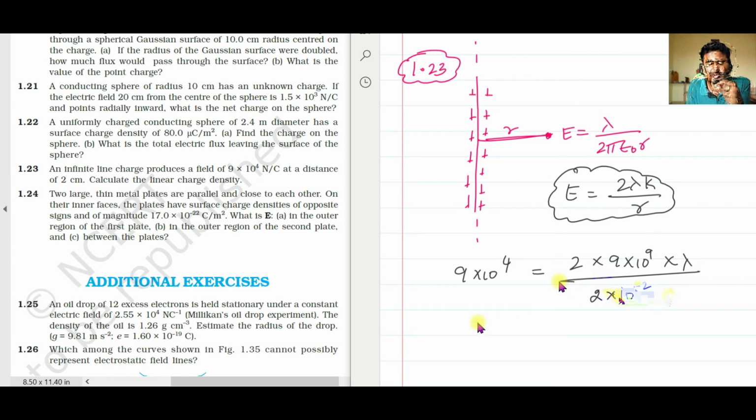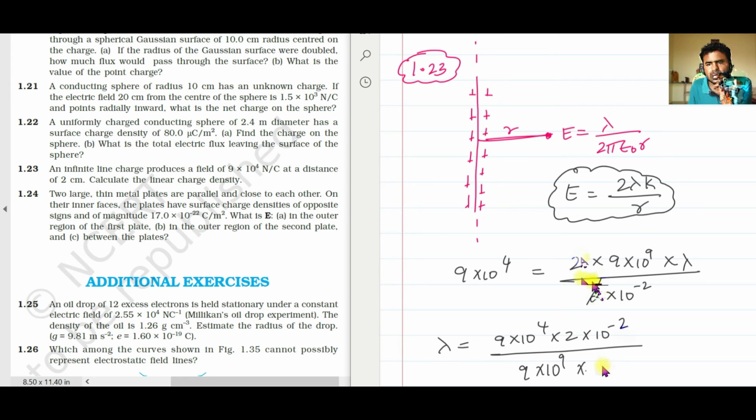So now lambda will be 9 into 10 to the power of 4 into 2 into 10 to the power of minus 2, whole divided by 9 into 10 to the power of 9 into 2 again. Actually I could have cancelled: the 9 will get cancelled, the 2 will get cancelled, and 10 power 4 and 10 to the power of minus 2 is just 10 power 2. 10 power 2 will get cancelled with the 10 power 9, that means 10 power 7 will remain in the denominator, so that goes to the numerator.